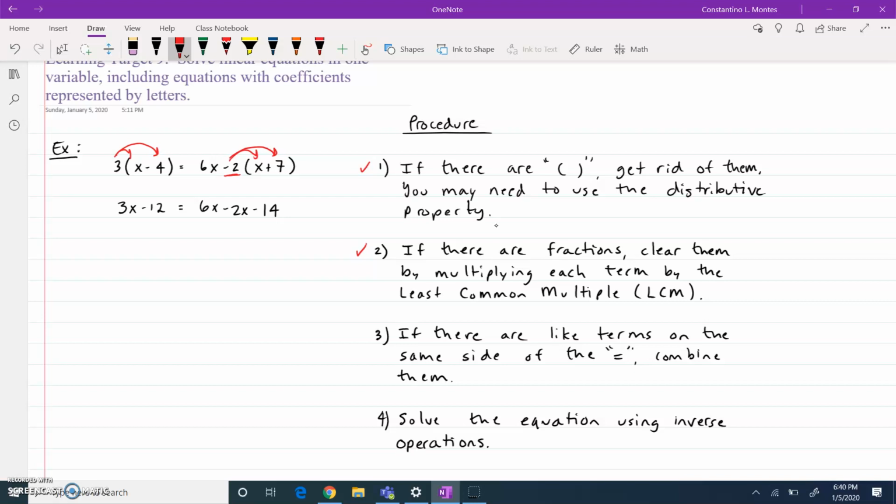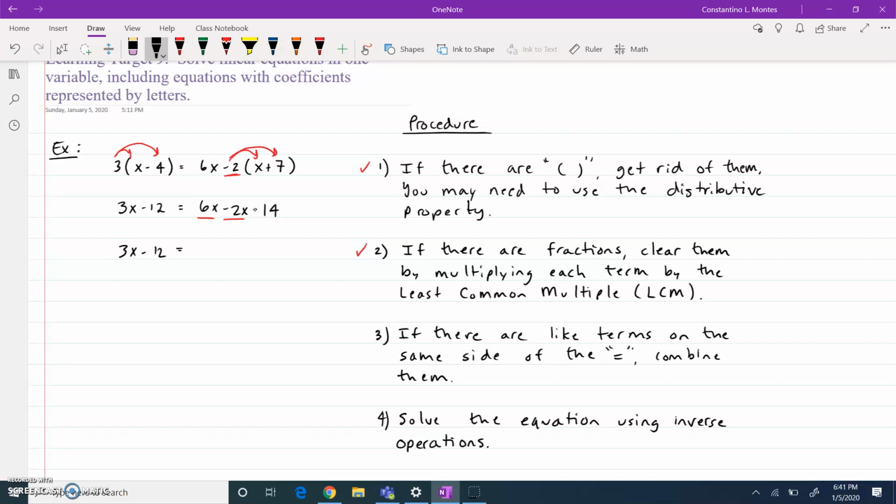Step 3 says, if there are like terms on the same side of the equal sign, combine them. Well, let's check. On the left-hand side, our equal sign is right here. On the left-hand side, I have 3x and negative 12. These are not like terms. And on the right-hand side, I have a 6x and I have a negative 2x. Because those two terms both have an x, they're like terms. And then I have negative 14, and there's nothing else for me to combine on that side, so I'm just going to leave it. I'm going to rewrite the whole equation. 3x minus 12 didn't change.